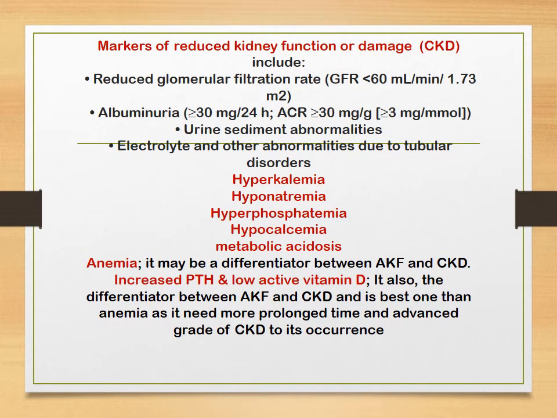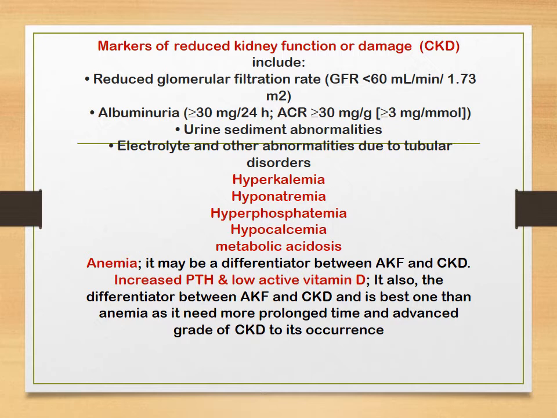Here we will talk about the markers of reduced function or damage. These include, again, a decreased glomerular filtration rate, mainly evaluated by estimated GFR, which is usually less than 60 ml per minute. There is albuminuria, which is usually more than 30 milligram per day, or more than 3 milligram per millimole albumin creatinine ratio.